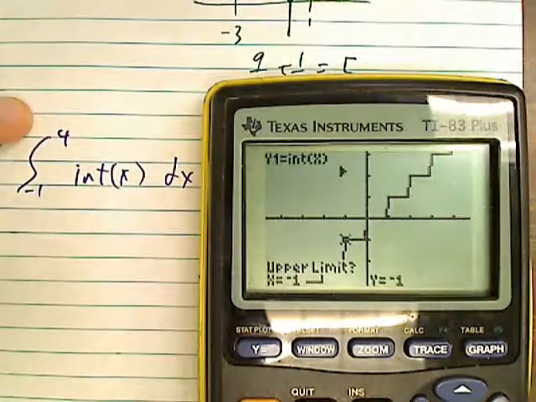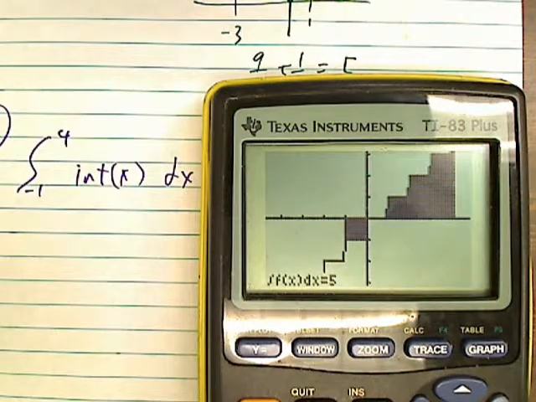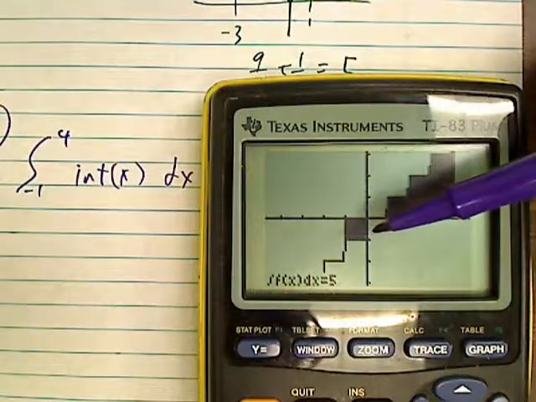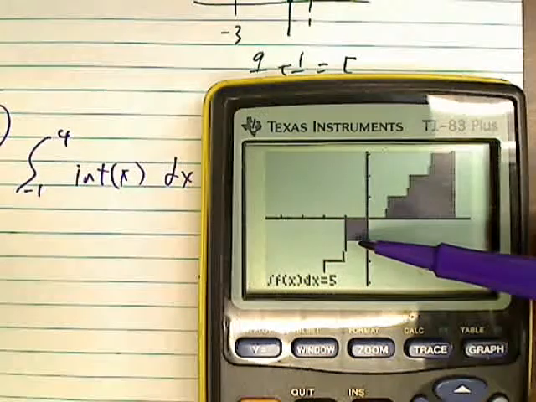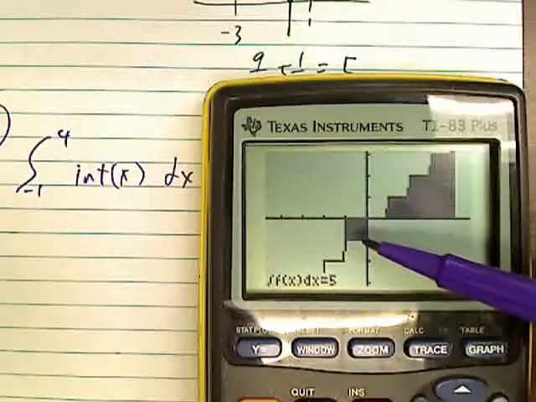And the upper limit up to 4. Hit enter. And that is the area underneath the curve. Now I want to point out something: when the area is beneath the x-axis, when it's actually the area above the curve there? Well, that's flipped over. That's going to count as a -1.